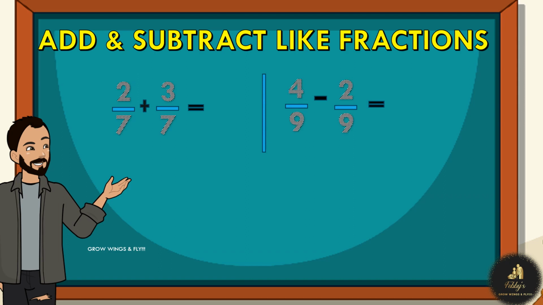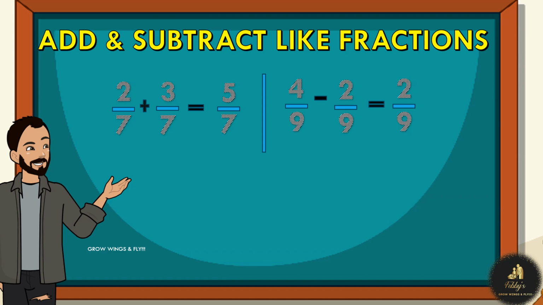Now remember, whenever we add like fractions, the denominators are the same. So in the answer, the denominator does not change. So in the first and the second question, the denominators are not going to change in their answer. In the first question, we simply add the numerators. So we get 2 plus 3, which is 5, and then 7. The second one, we are taking away or subtracting. So 4 take away 2 is 2, and the denominator is still the same, 9.